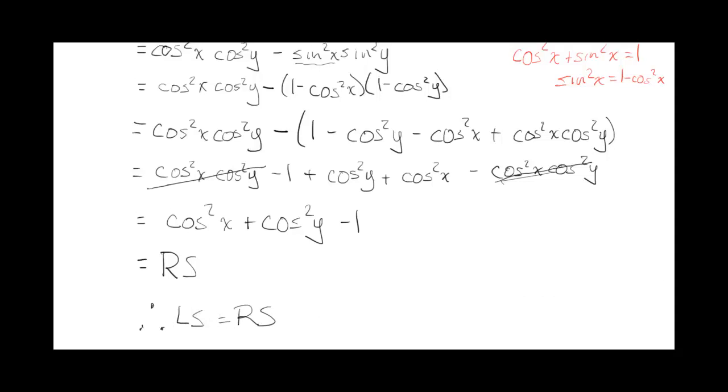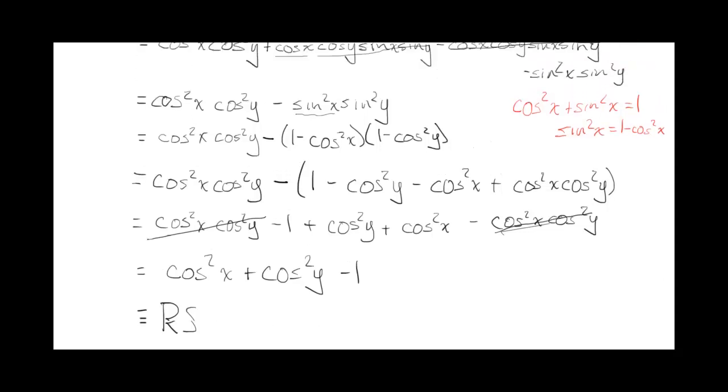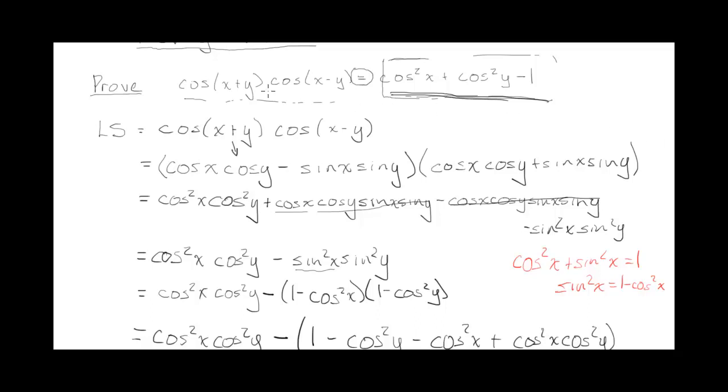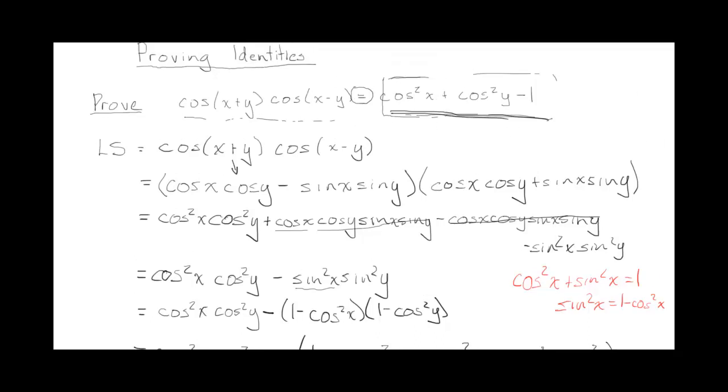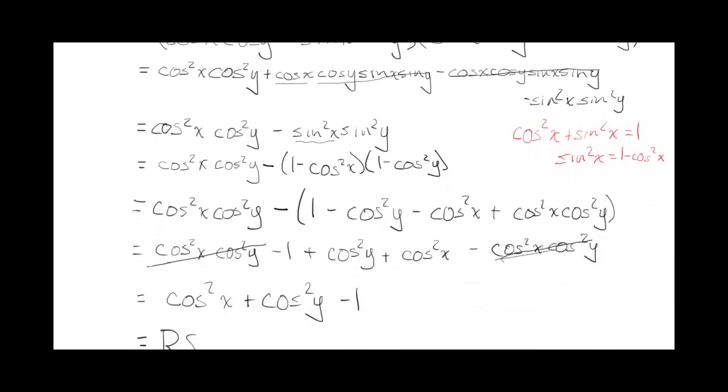Now that we've simplified it so that the left side is equal to the right side, we know that this identity is true, and we've proved that the identity is indeed true. So that's how you would prove a trigonometric identity.